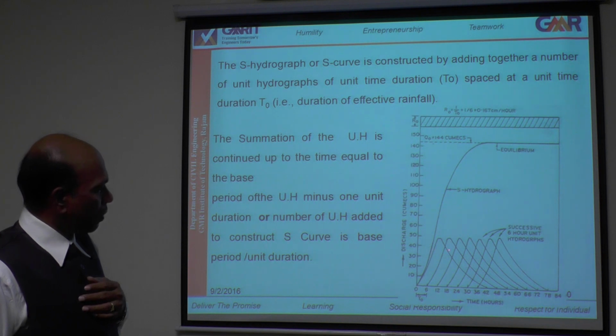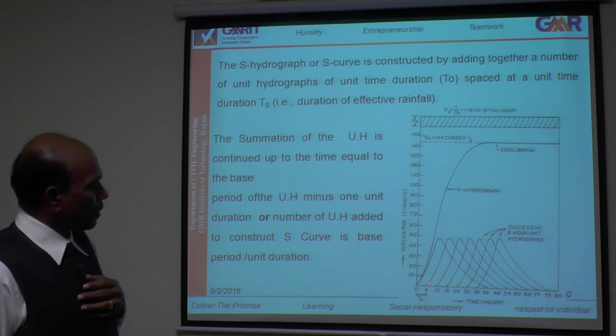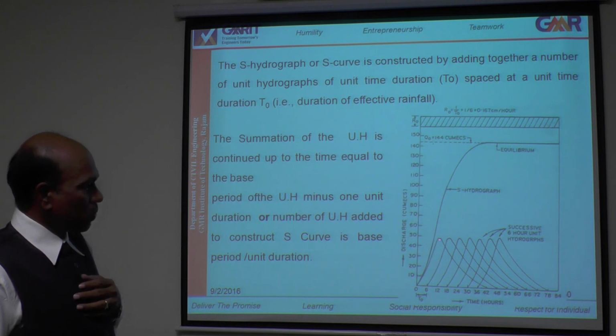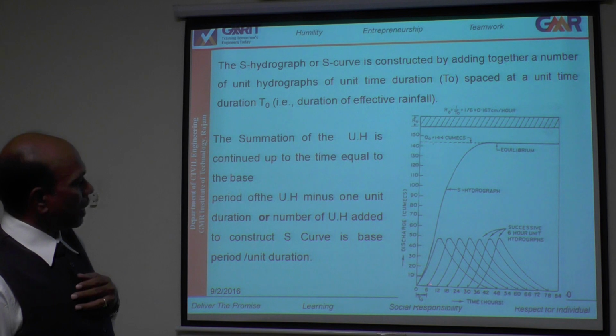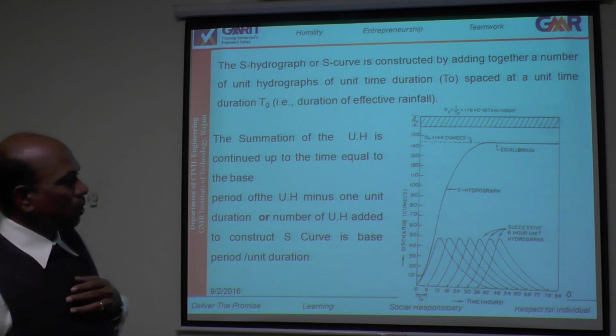This is one unit hydrograph. This is another unit hydrograph. That spacing is given by the given unit duration. Suppose they have given a 6 hours unit hydrograph. So this is the 6 hours unit hydrograph, and draw another 6 hours unit hydrograph, and the spacing is 6 hours, the unit time duration. Right, and also add one more unit hydrograph, and one more, like that.